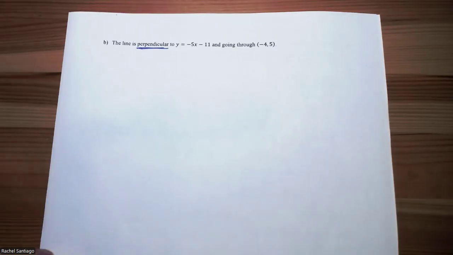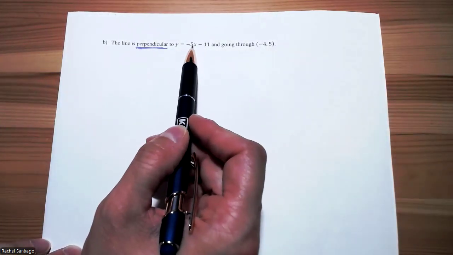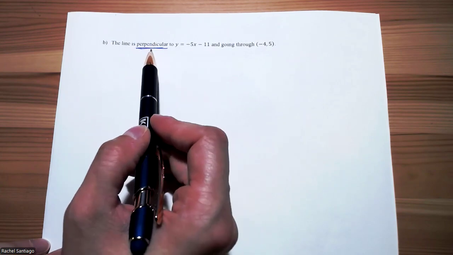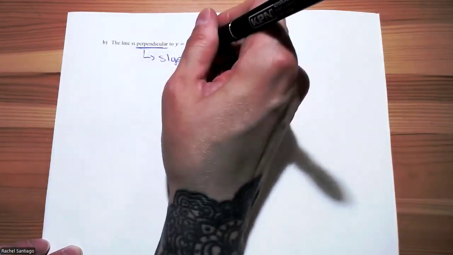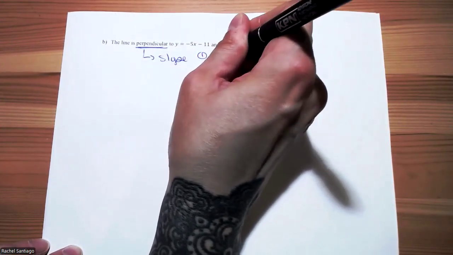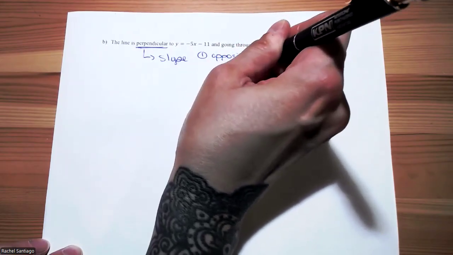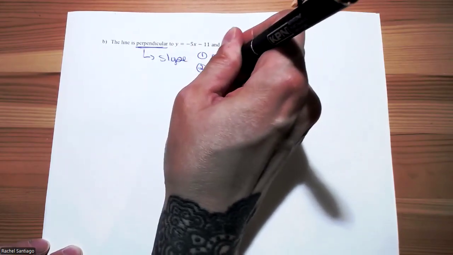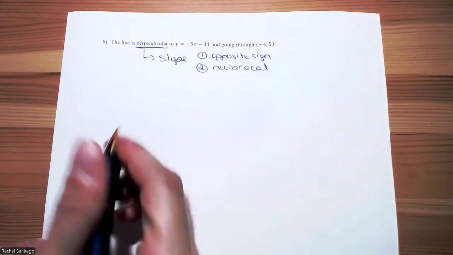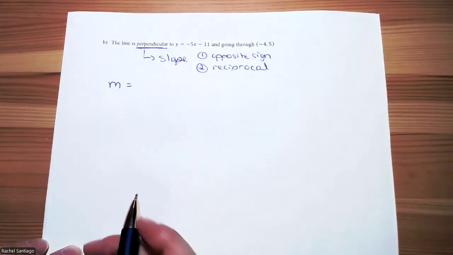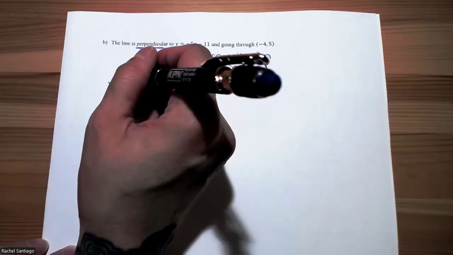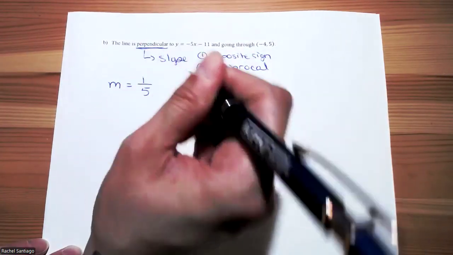Okay, so I'm going to start this for you, but then I will stop the video because you can do this. All right, let's take a look. We know that our equation is y is equal to negative 5x minus 11, but we want our line to be perpendicular to that. So that means the slope must be opposite sign, and it must be the reciprocal. So if my slope originally was a negative 5, that means my new slope is a positive 1 over 5.